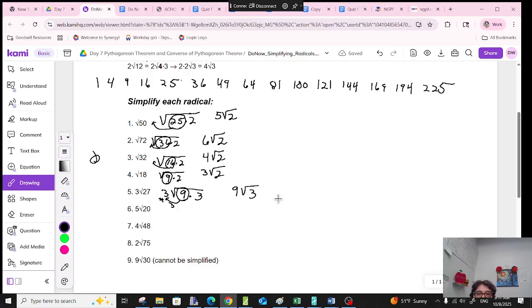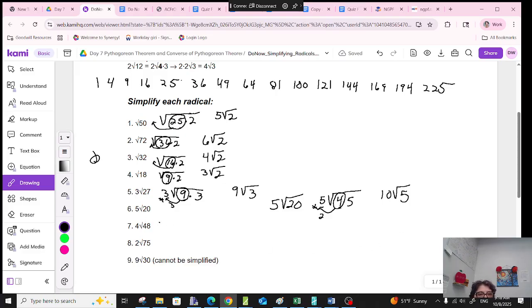Okay. 5 square root 20, right? What is the perfect square that goes into 20 equally? 4. So I rewrite this as 5 square root 4 times 5. Which is the perfect square? The 4. The 4 comes out. What's the square root of 4? 2. You multiply those two outside numbers. So what's 5 times 2? 10 square root 5.